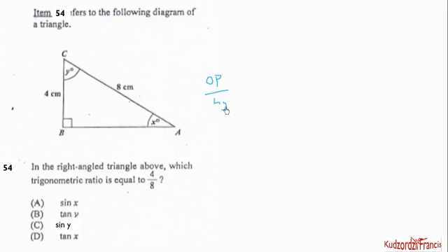So let's check and see if sine x will give us that result. We know sine x will be equal to opposite over hypotenuse, which is BC over AC. Now BC is 4, and AC is 8. Therefore, the correct answer is option A.